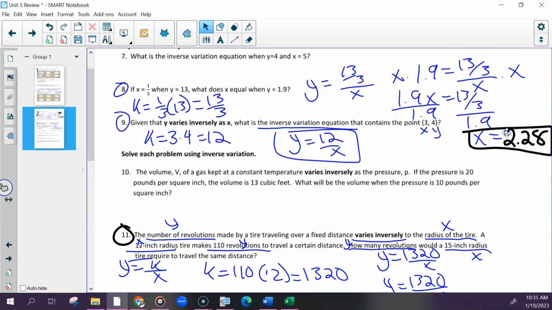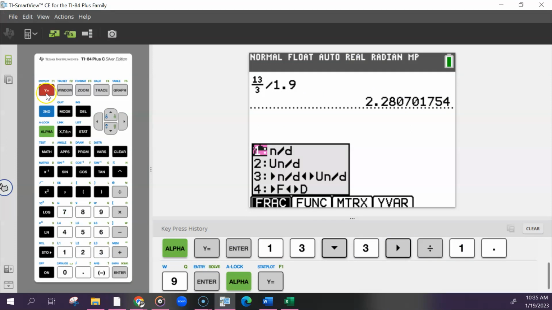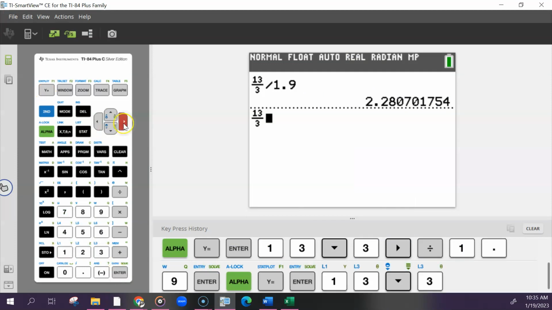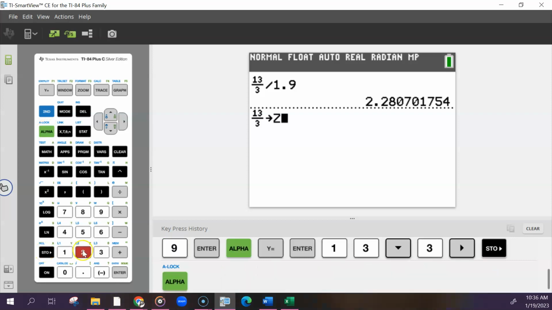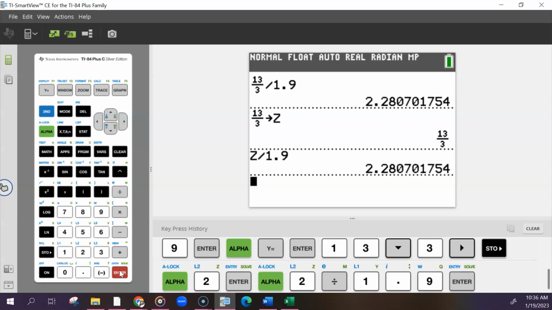Or if you want to avoid putting in the fraction altogether, you'll have to put it in once. But if I take 13 over 3 and store it as some other variable, probably not x because you're already solving for x, don't want you to get confused. Let's say I store it as z, sure, pick another variable. And then I just do z divided by 1.9. It's less to type. You get the same thing. But how you do that is really up to you.